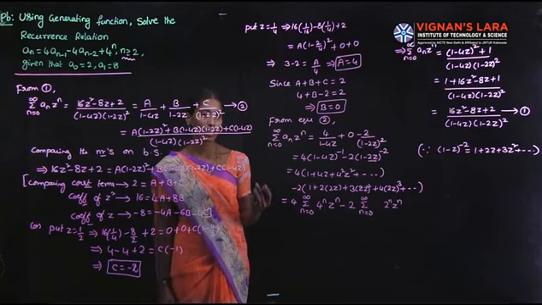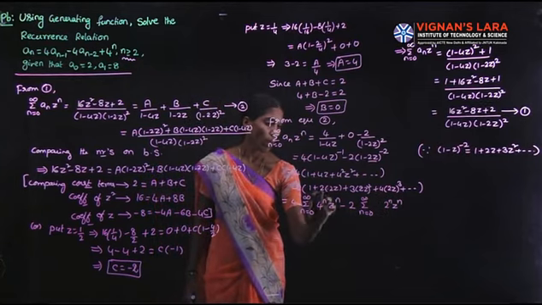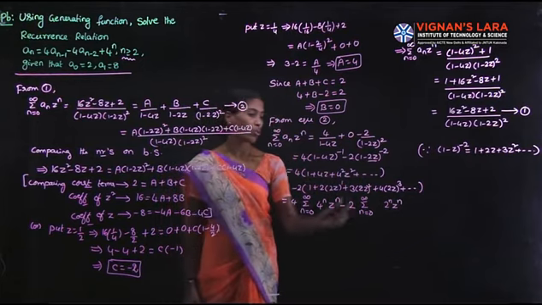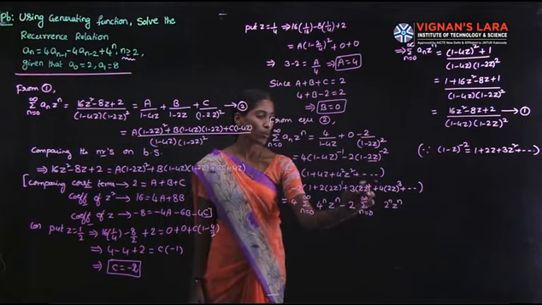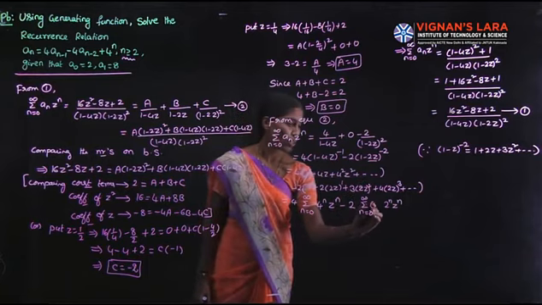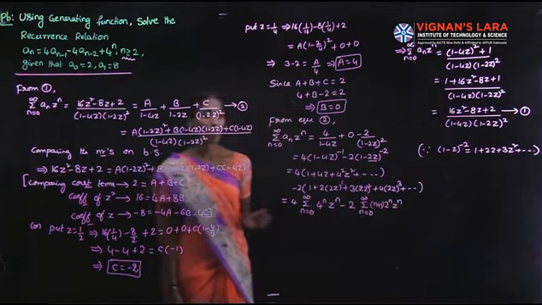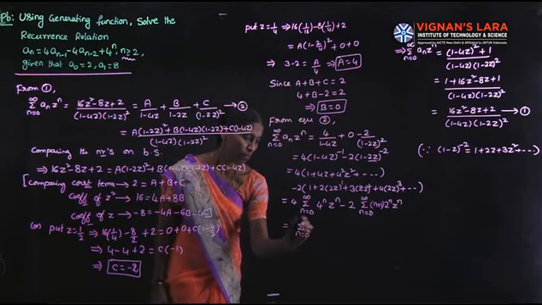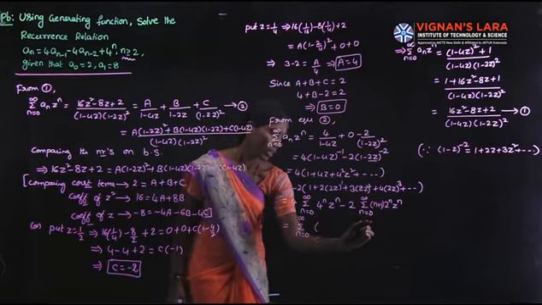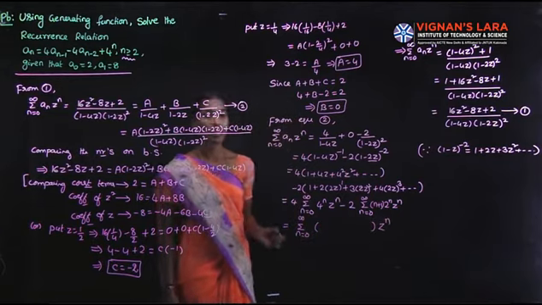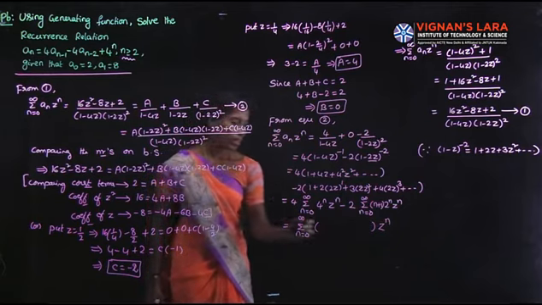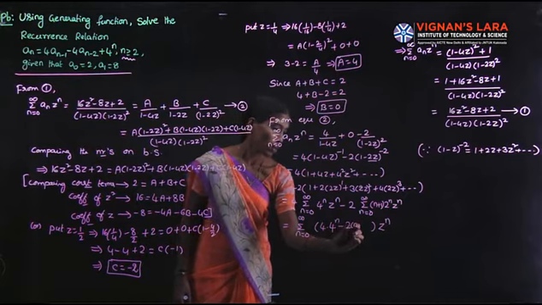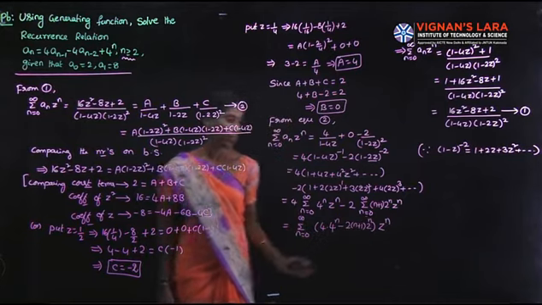2z whole power n. What about its coefficient? 1, 2, 3, 4. If 2z power 1, then its coefficient is 2. If 2z whole square is there, coefficient is 3. So coefficient is 1 more than that, so we need to write n plus 1. Taking common sigma and also z power n, both are common in the two terms. So remaining is 4 into 4 power n minus 2 into n plus 1 into 2 power n.